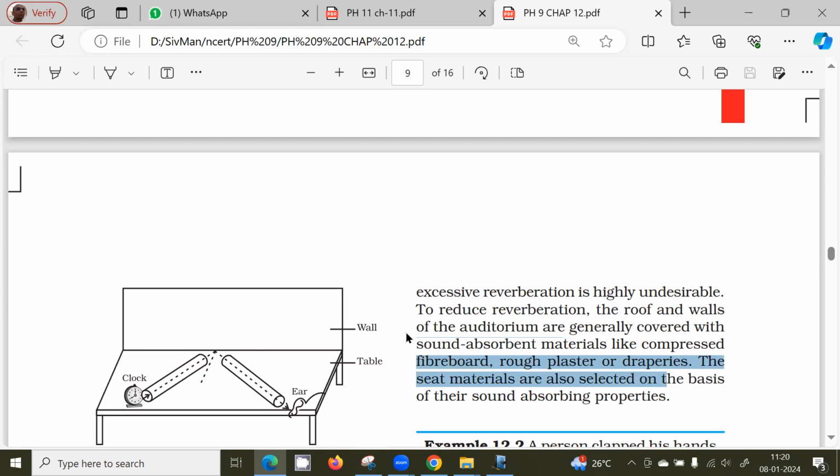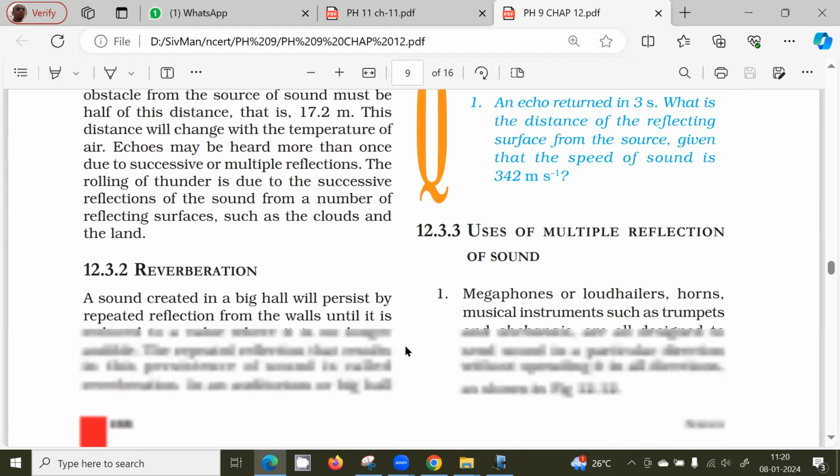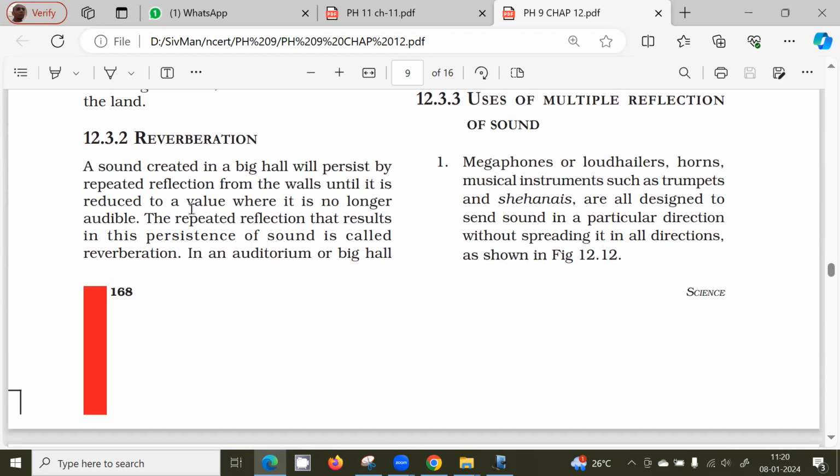It does not depend on the velocity of the sound wave. Velocity of the sound depends on the medium and also the temperature, pressure, all those things. But the amount of sound that's getting reflected will not depend on the velocity. Velocity will decide how fast the sound is coming back. Yes, sir. Okay, sir. So reverberation is basically multiple echoes.